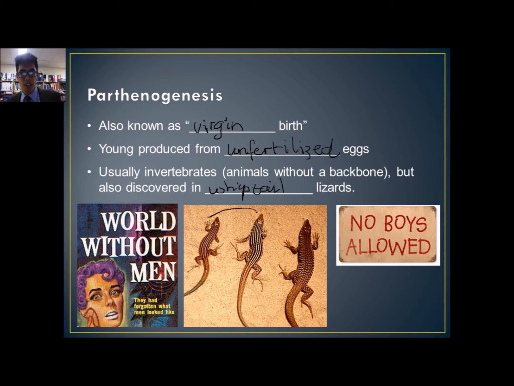So in this population of whiptail lizards, these are all identical. So this is the biggest mum, and she would have laid an egg, and when that hatches out, it would have made another female here. Now there are no males, no boys allowed, and there are no males at all in this whiptail population. All they do is they lay an egg, and that hatches to make another female, and that's how they reproduce. So no males and no sperm.